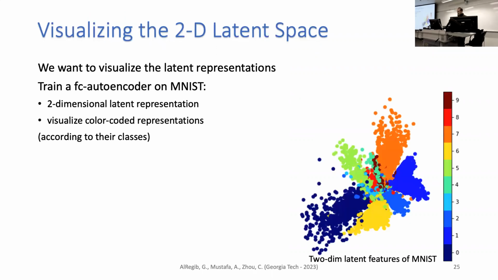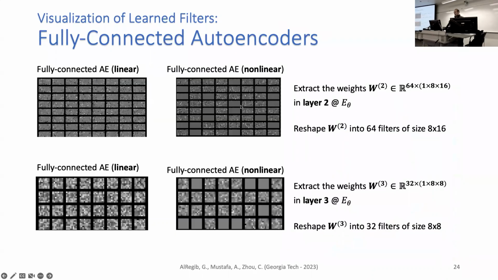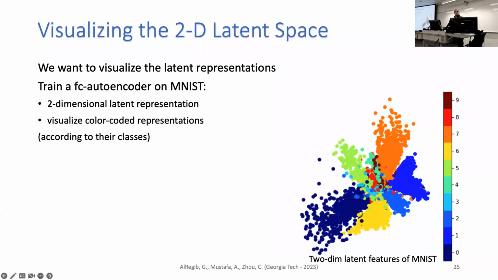So now, a very important visualization tool. What if I make this dimension 2, not 32, just 2? In that case, I take my latent space and I can plot it on a two-dimensional space. So imagine I have my MNIST data set. I do the same fully connected autoencoder, but now my latent space dimension is 2, and I plot this on a two-dimensional space.